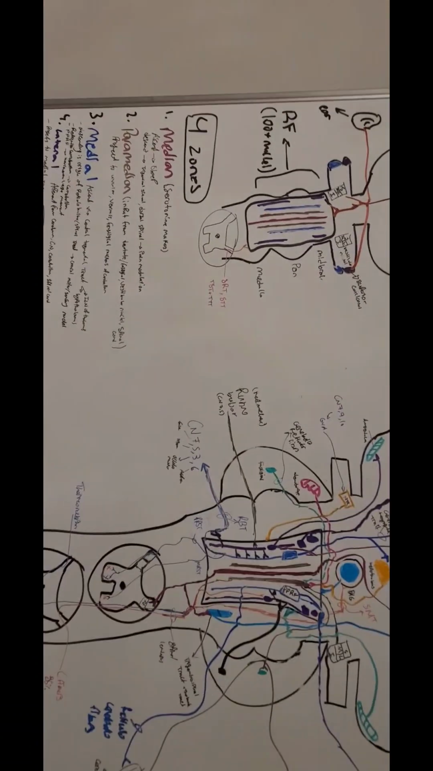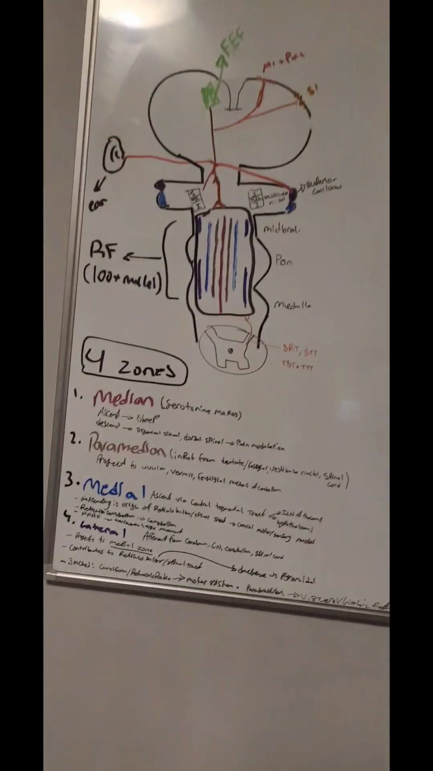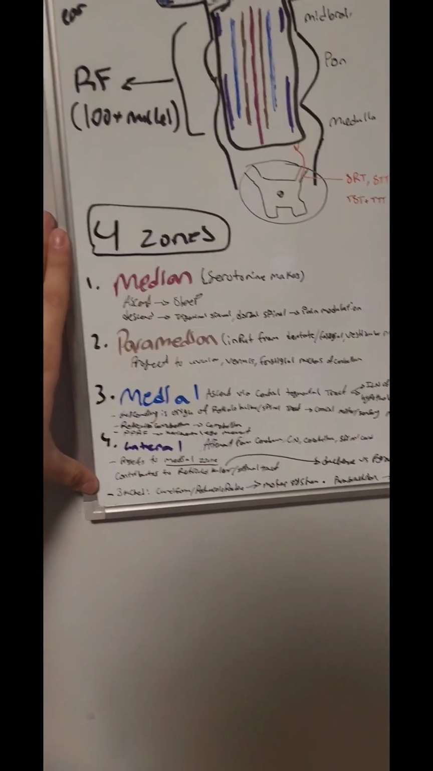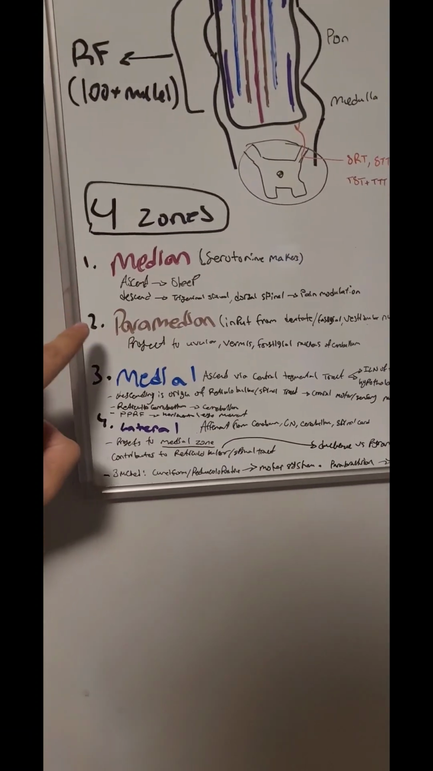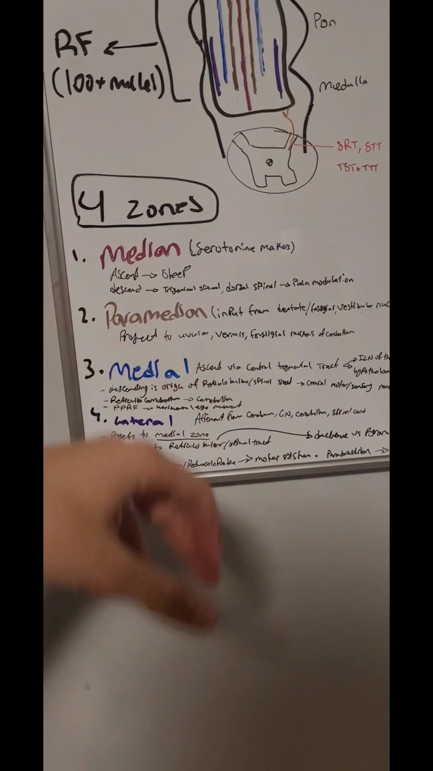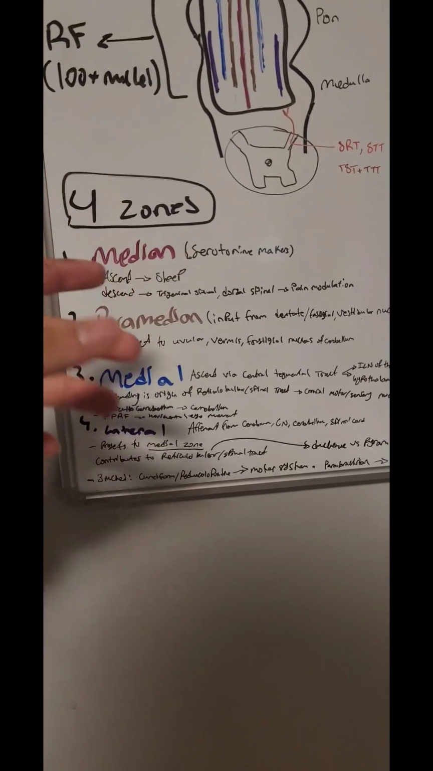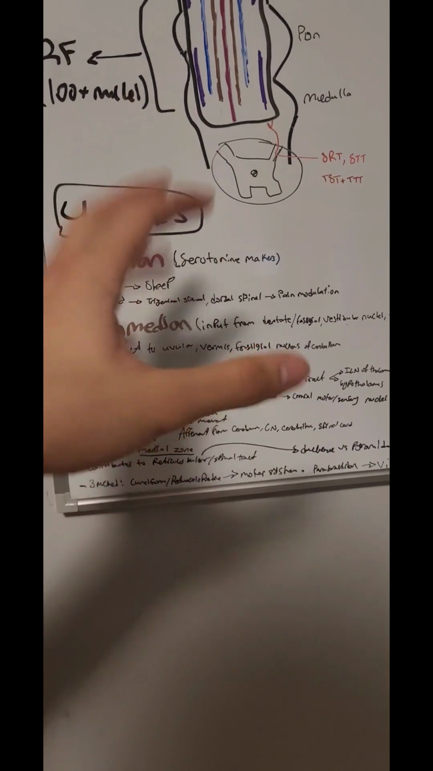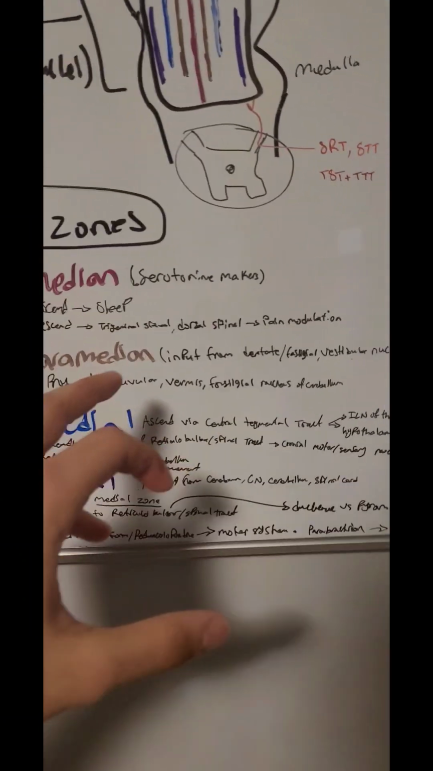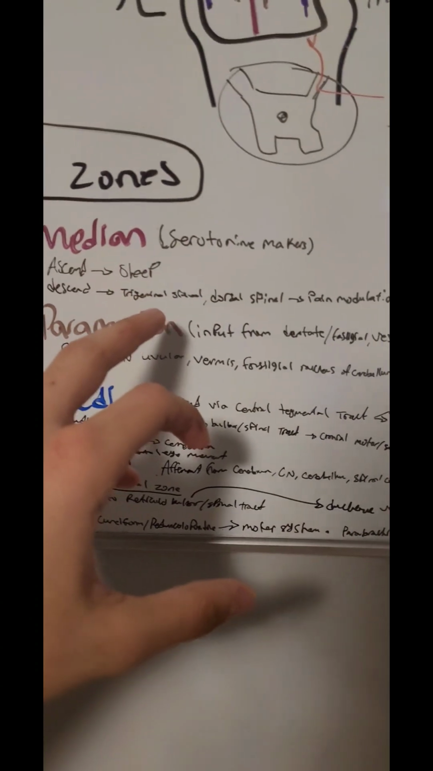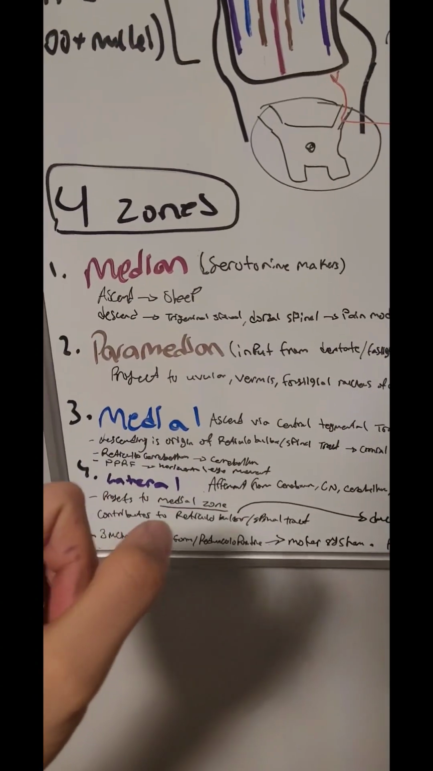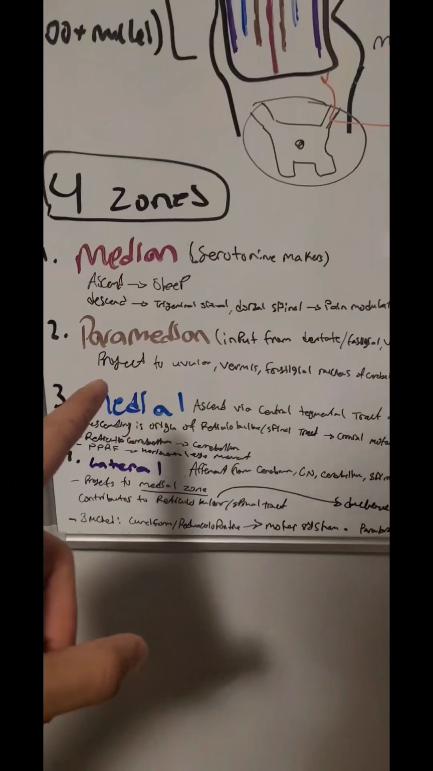Okay, guys, just to go through everything very quickly. We have four zones of the reticular formation: the median, the paramedian, the medial, and the lateral. The median has ascending fibers that are for sleep, and they make a lot of serotonin. They have descending fibers that go to the trigeminal spinal and the dorsal spinal, and they're for pain modulation. So that's gait control and analgesic pain.